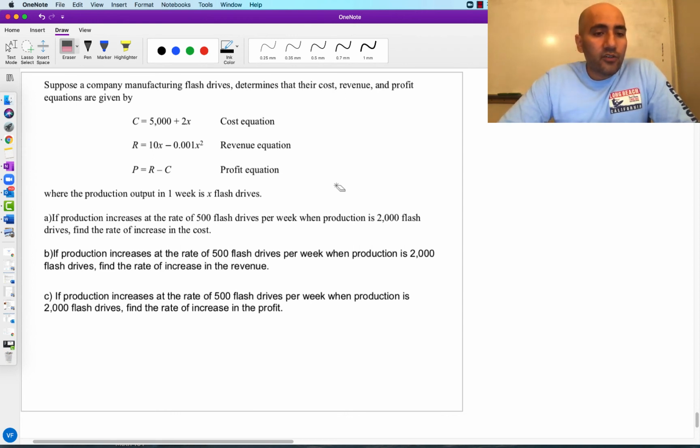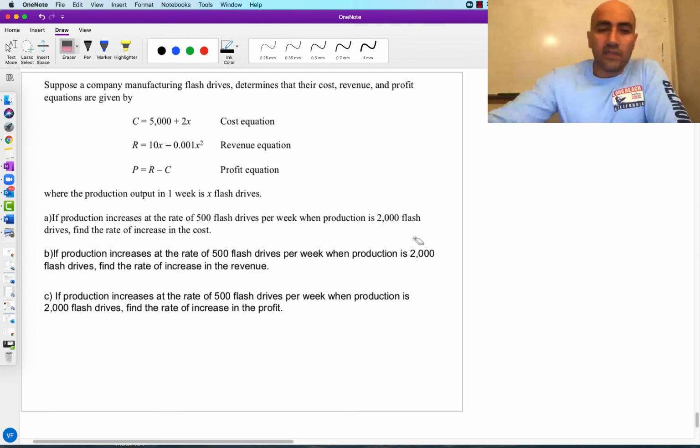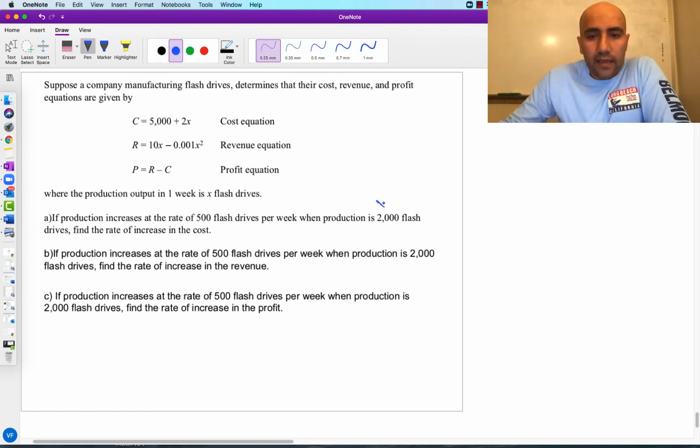So part A: if production increases at a rate of 500 flash drives per week when the production is 2,000 flash drives, find the rate of increase in cost. Okay, the production value, well, that's just going to be x, right? So this is saying that x must be 2,000. So we're producing 2,000 flash drives per week.